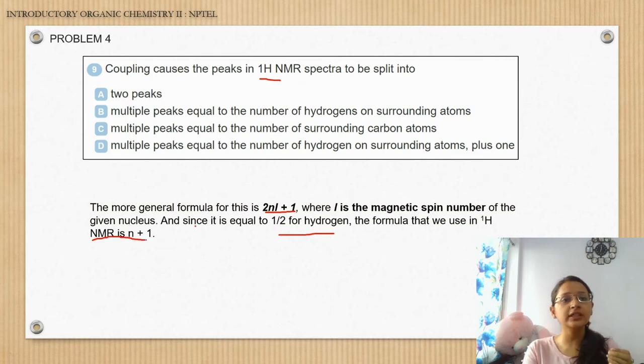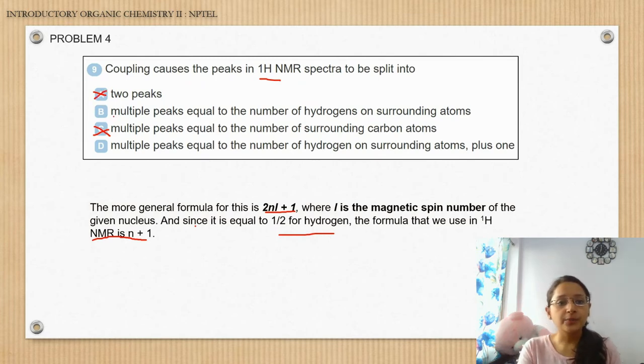Now they are asking which option the coupling causes the NMR peaks to split into: multiple peaks equal to the number of hydrogens on the surrounding atom plus 1, or multiple peaks equal to the number of surrounding carbon atoms. Here we are not talking about the carbon atom, as carbon atoms do not play a role in the splitting of the 1H NMR. So this option is very much wrong. Two peaks: it is not always necessary that the coupling splits the peaks into two only. As we are going to discuss some problems shortly, we will get to know about this.